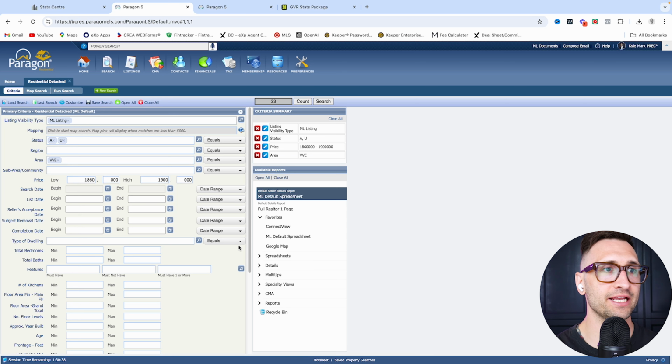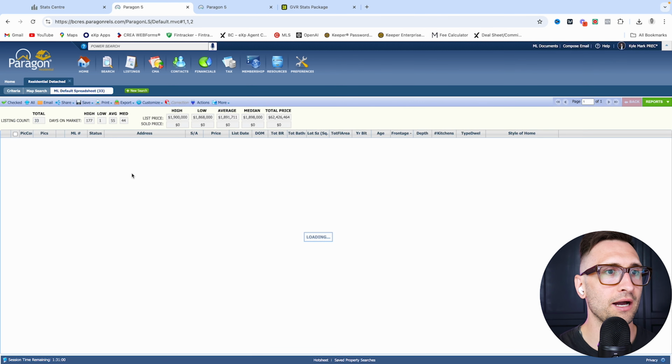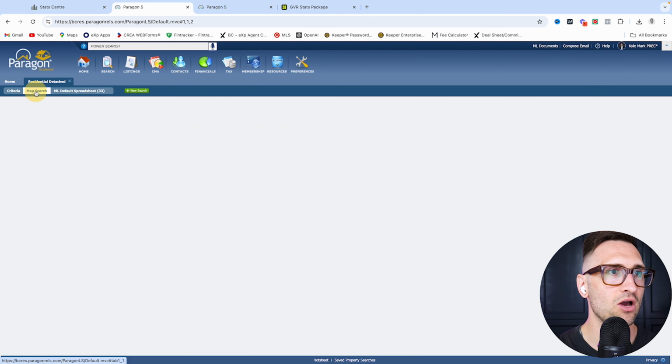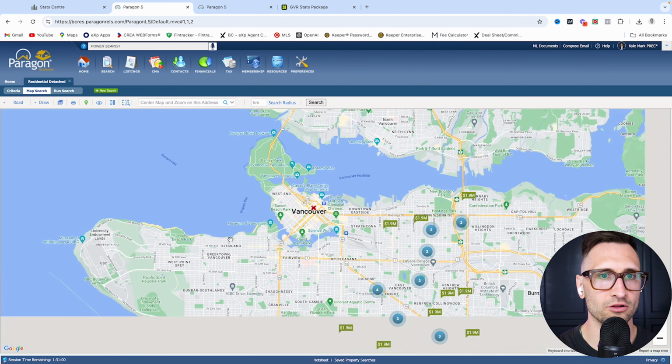So what I have for you here is starting on Vancouver's East Side, and we know that the median price point is just sitting under 1.9 million. So we have Vancouver East here between 1.86 million and 1.9 million. You have 33 options. So let's take a search here, and then I'm going to pull up the map search so you can see where these homes are located.